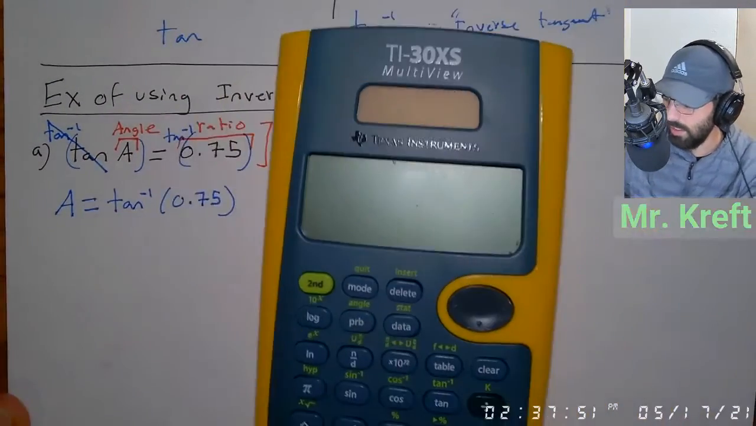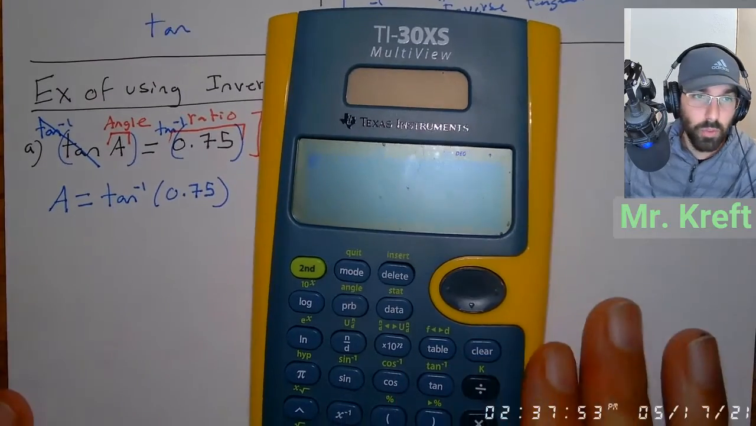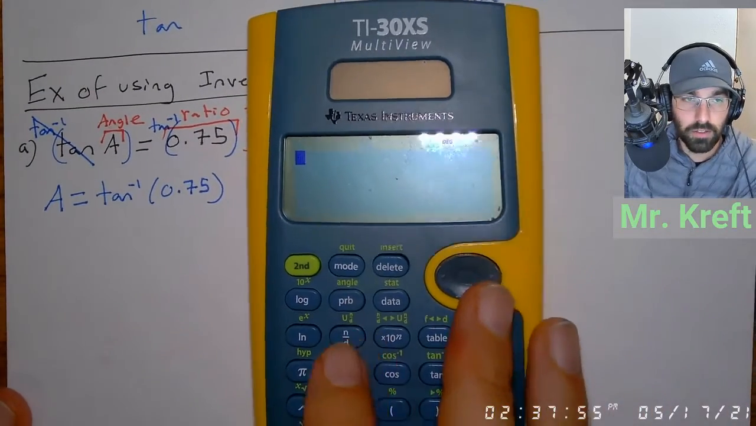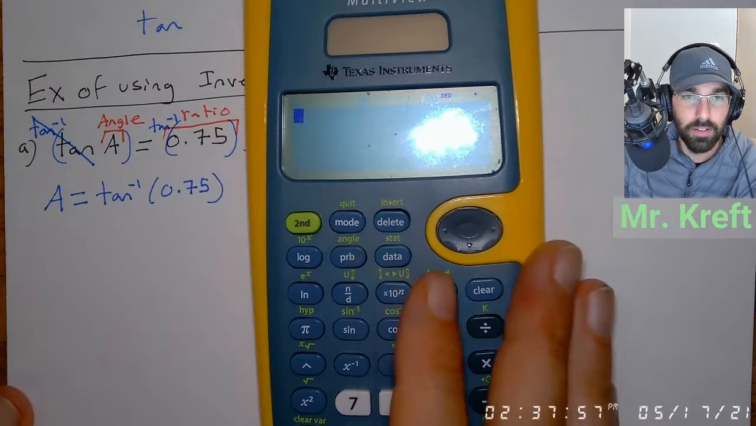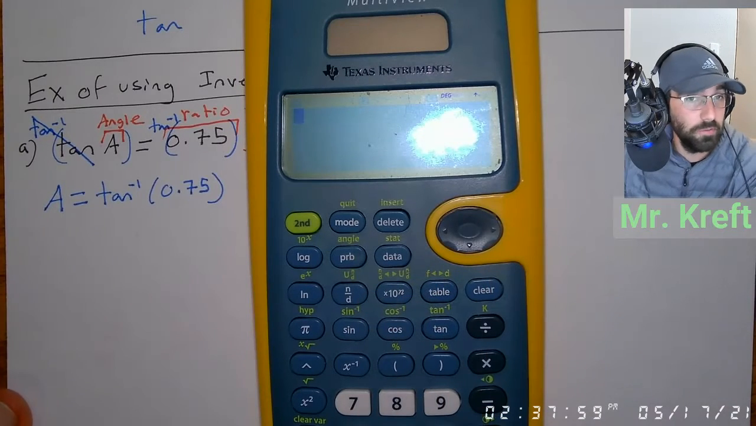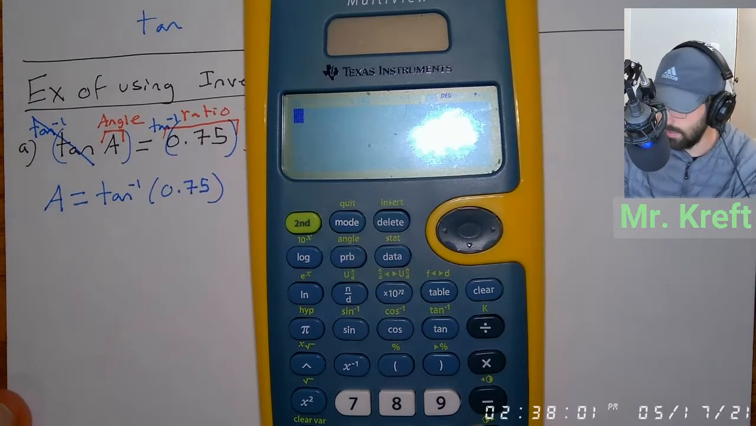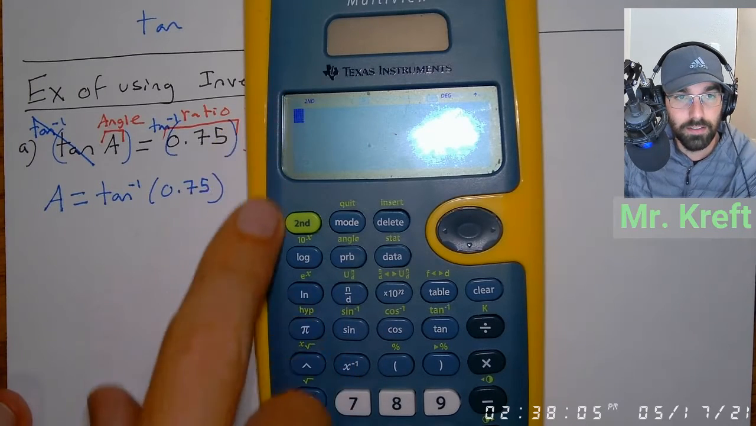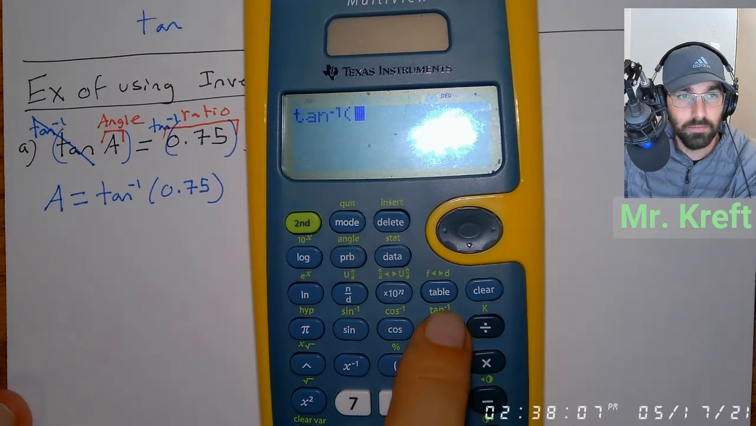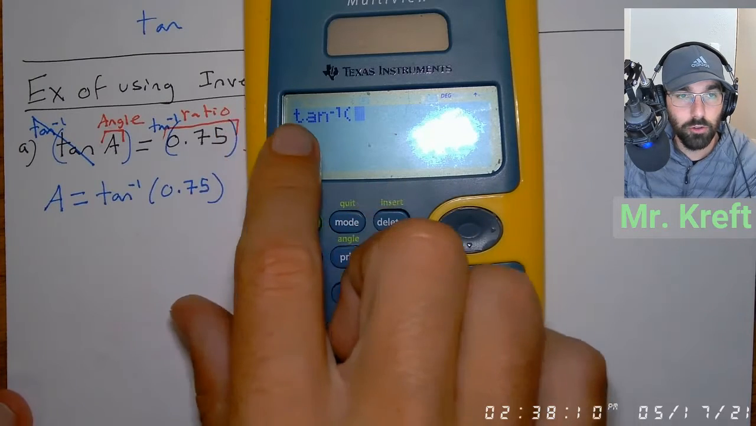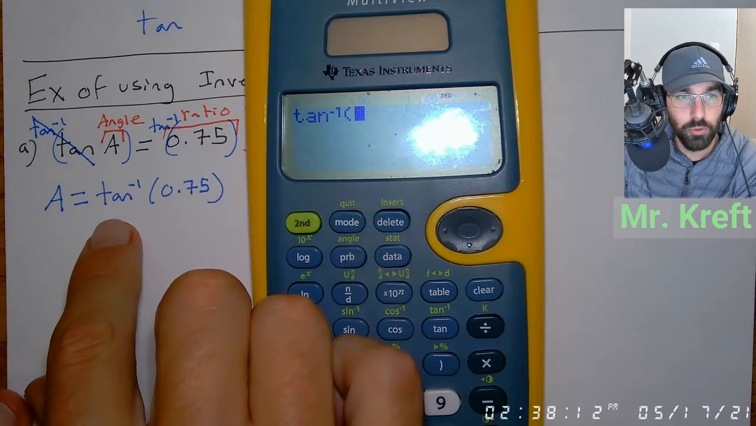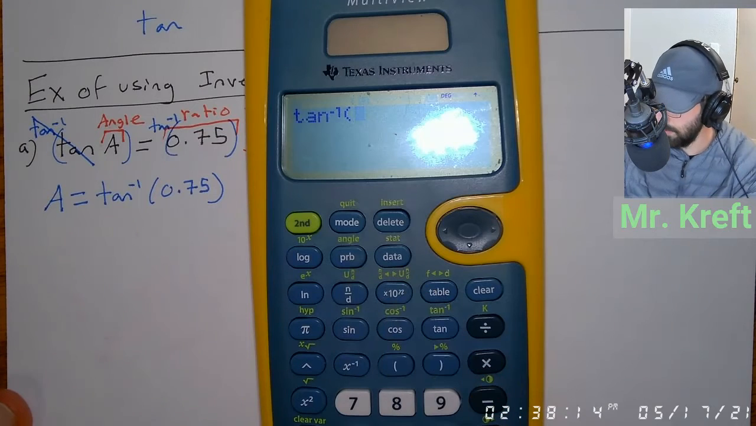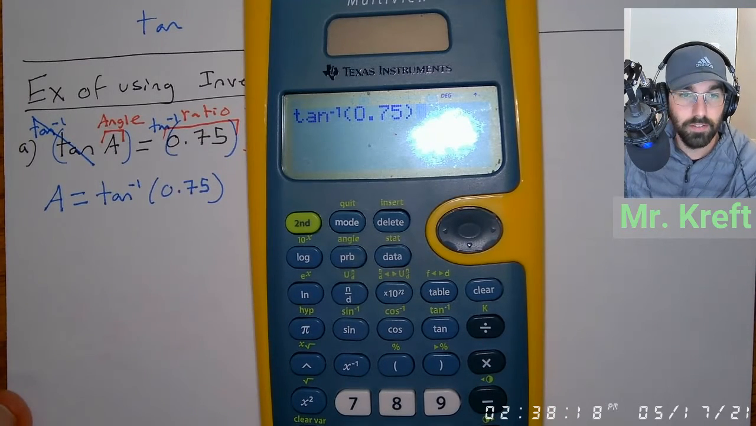Okay, so get your calculator, whether it's Desmos or a physical calculator, and we're going to practice typing this in. On Desmos, remember you're going to functions, and you're finding tangent inverse. If you're on a physical calculator, it's most likely the second button, and then the tangent button. Make sure your screen shows what you're doing here. And then I'm going to type in 0.75 like this.